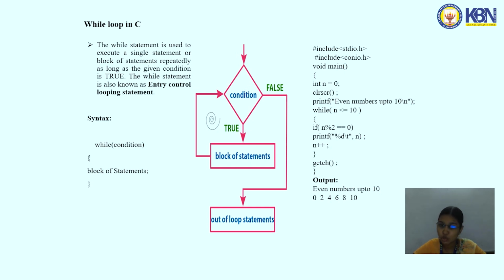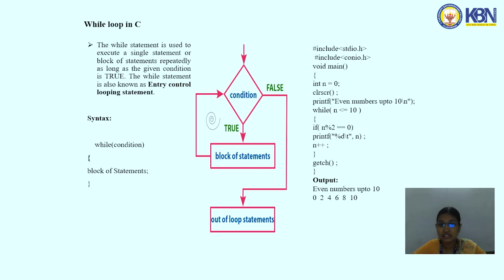1 percentage 2 equal to 0? The remainder value is 1, so it is not an even number. The remainder value would have to be 0 for it to be an even number. Now next, the 1 will be incremented by 1. 2 percentage 2: the remainder value is 0, so 2 is an even number.